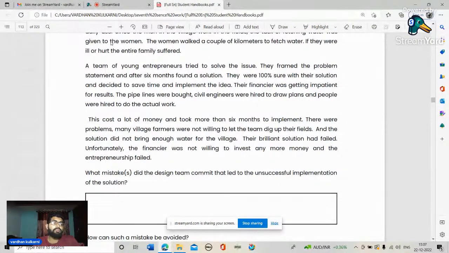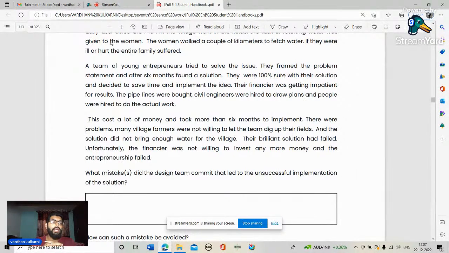There were problems. Many village farmers were not willing to let them dig up their fields, and the solution did not bring enough water to the villages. Their brilliant solution had failed. Unfortunately, the financier was not willing to invest any more money, and the entrepreneurship failed.